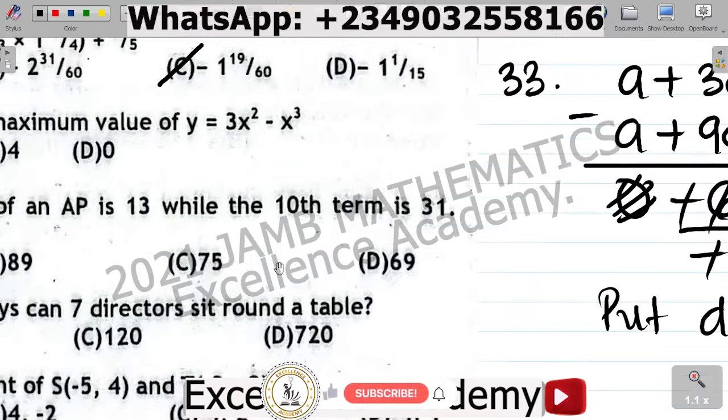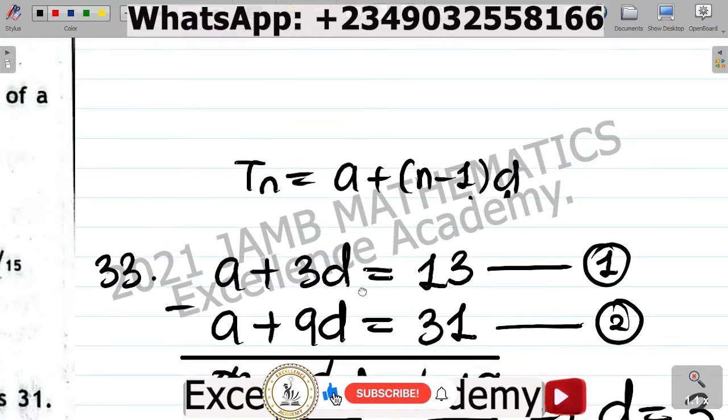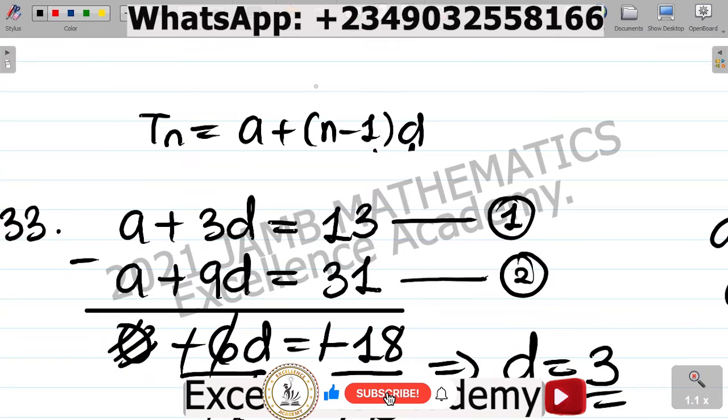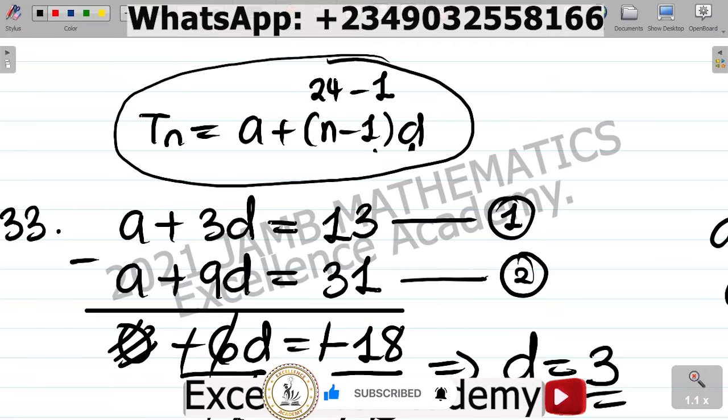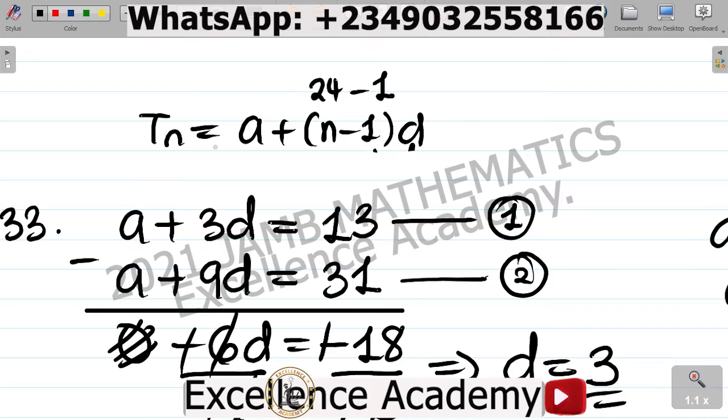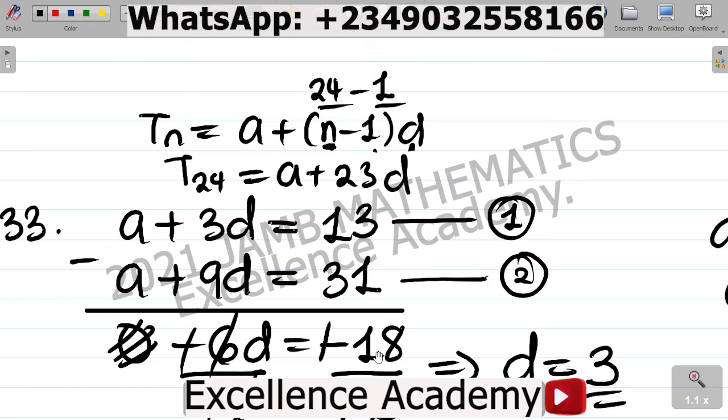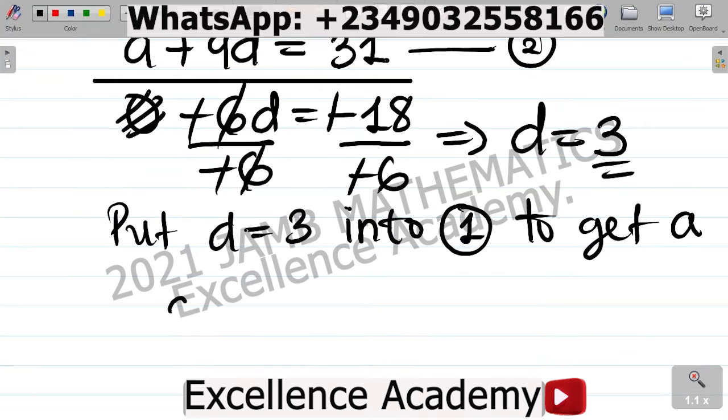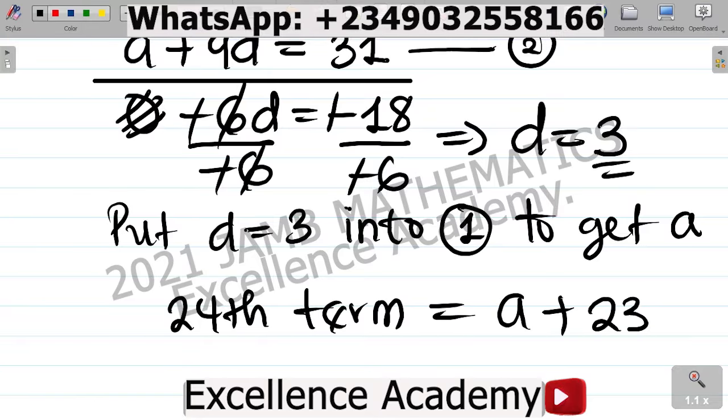In the question they said 24th term. Back to this, when n is 24, it becomes a plus 24 minus 1. Basically, this is the formula you use to get the nth term. So if it's the 24th term, Tn is now 24th term, which is equal to a plus, n is now 24, 24 minus 1 is 23d. So the 24th term is given by a plus 23d.